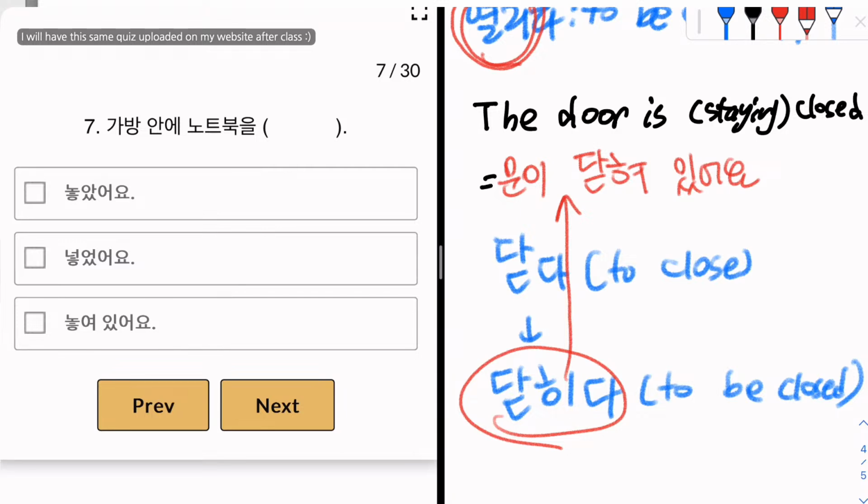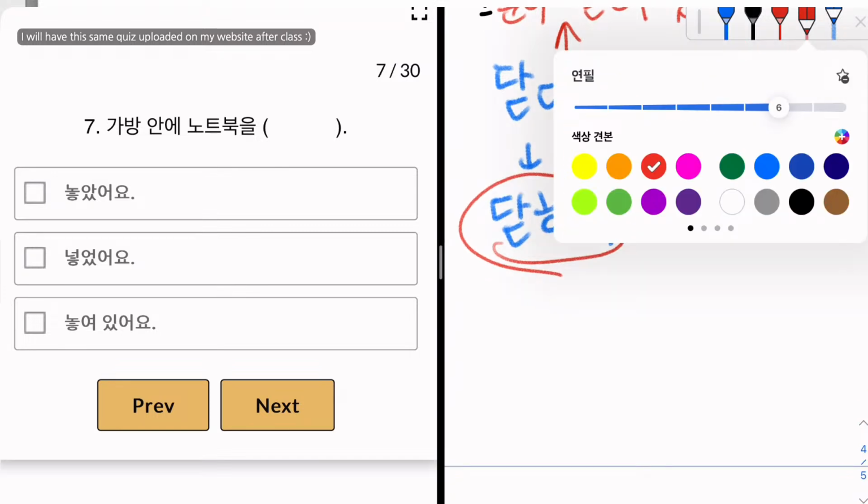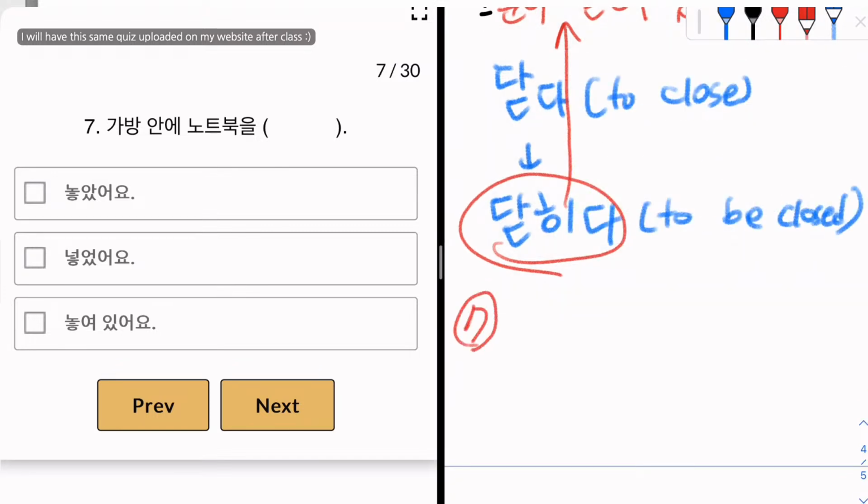자, here: 가방 안에 노트북을 blank. So here you should pay attention to 안에, right? This is the ultimate hint. 안에. 가방 means bag, and if you say 가방 안에, it means inside the bag. Inside the bag. 노트북 is the object here, and 노트북 means laptop. You do something to the laptop inside the bag.